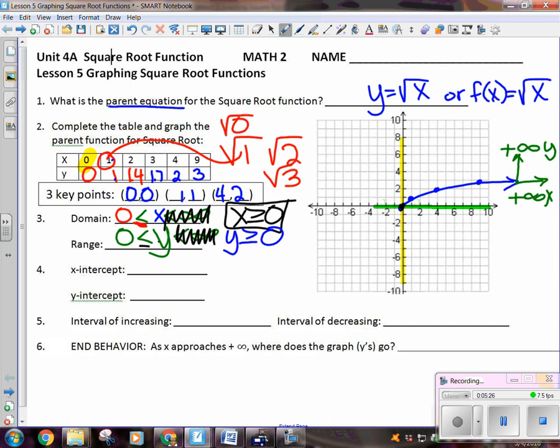Everybody good? Okay. What's my x-intercept? Go across the x-axis. Where does this graph cross? 0, 0. My y-intercept. Take your finger down the y-axis. Where does this thing cross? 0, 0 again.